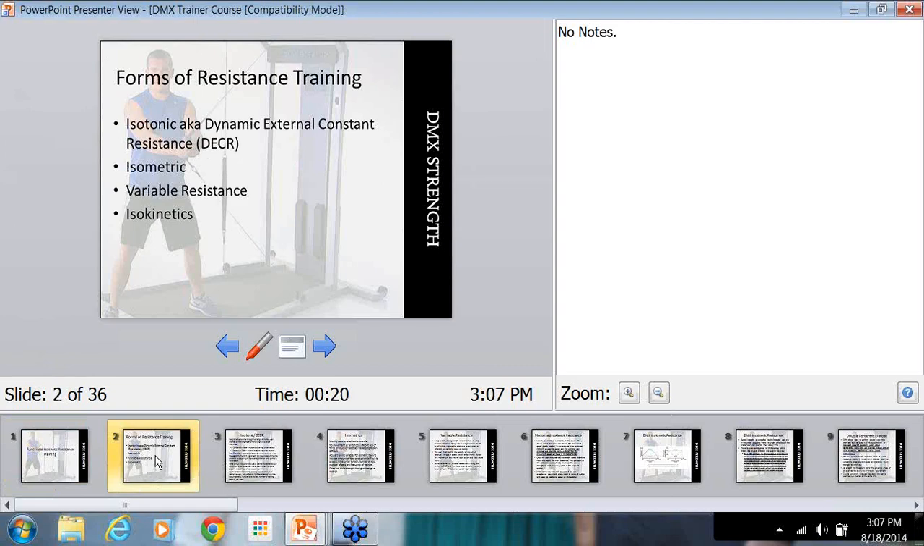So to understand functional isokinetic training, we have to understand it within the spectrum of other resistance training options that are available out there. The one that's most common is what we call isotonic resistance training, also known as dynamic external constant resistance. We'll talk about each of these after we go through this. Isometric training is another form of resistance training that most people have heard of and used at some level. Variable resistance training is another form that's available in all sorts of markets. And then there's isokinetics, which of course we're going to focus on most today.